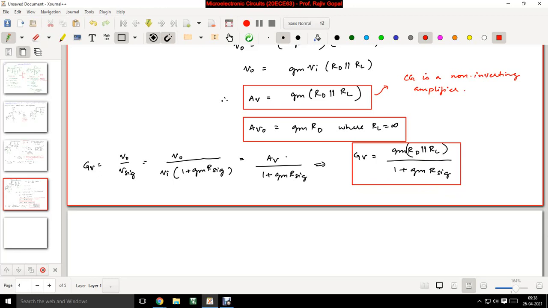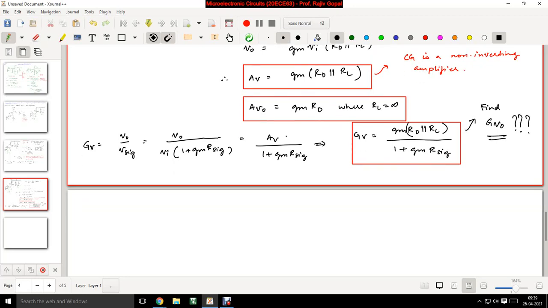This is the common gate configuration, but in the title we said that it was actually a current follower or unity current gain amplifier. So we'll now try and understand how that came into the picture. Before that, find out what Gv naught is on your own. Gv naught means you simply remove RL. You make RL infinite, you get Gv naught, the open circuited overall gain.